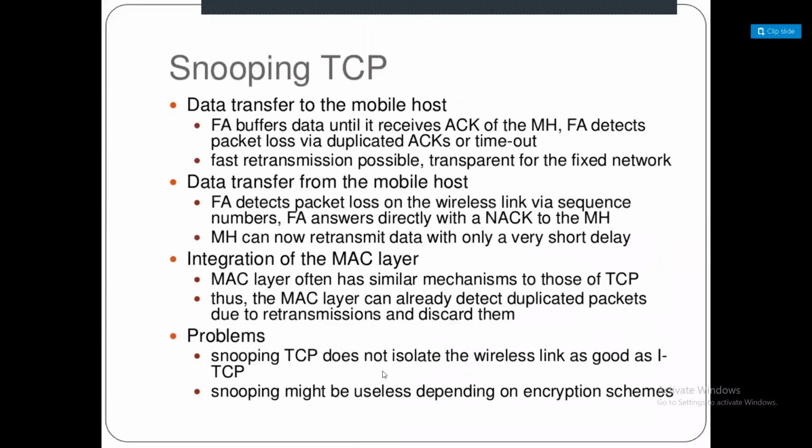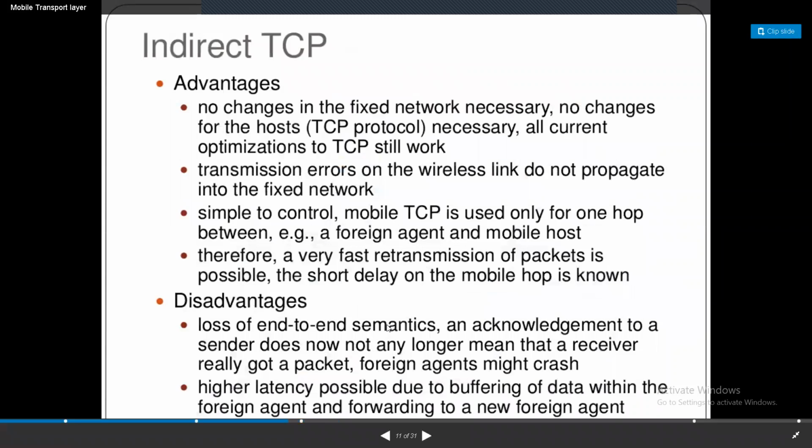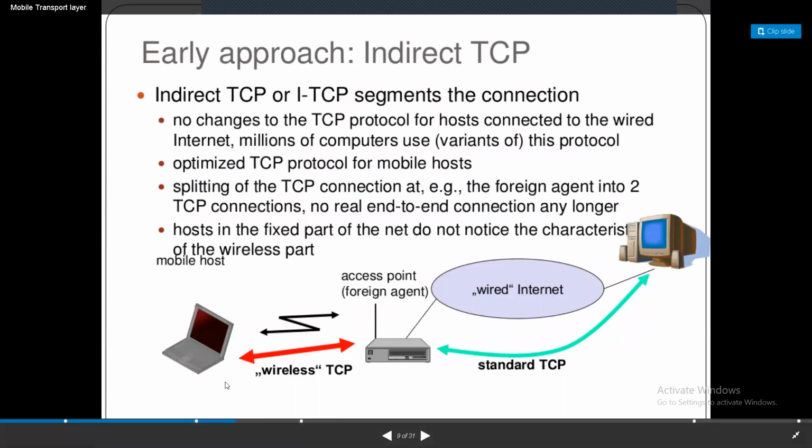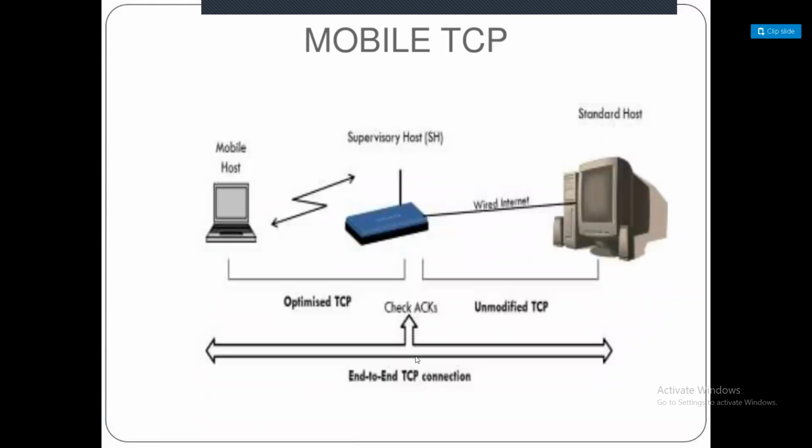Okay, let us go back to the previous section. See, in snooping TCP we have the mobile host and the corresponding host. The corresponding host and standard host are both the same. Here, in between the mobile host and corresponding host, we have seen a foreign agent in snooping TCP. And go back to indirect TCP. Here also, in between the mobile host and corresponding host we have a foreign agent or access point. Okay, but mobile TCP is different. In between the mobile host and the standard host we find a supervisory host, which plays the same role as a foreign agent or access point.